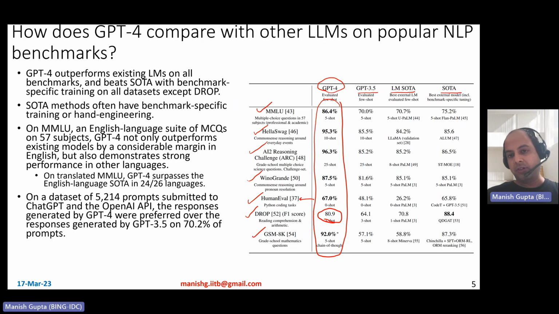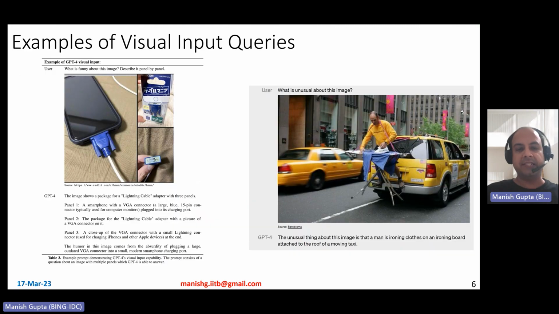On a separate data set, which is again not shown in the table, of 5,000 prompts submitted to ChatGPT and the OpenAI API, OpenAI tested and found that GPT-4 was actually preferred over the responses generated by GPT 3.5 70% of the times. This is again another human evaluation that they did to check for how well GPT-4 performs.